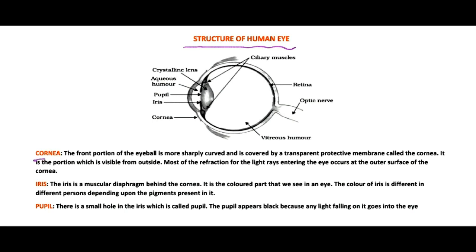So the first point is cornea. Cornea is the front portion of the eyeball which is more sharply curved. The first portion of the human eye is known as the cornea. It is a transparent protective membrane. It is the portion which is visible from the outside. Most of the refraction of light entering the eye occurs at the outer surface of the cornea.